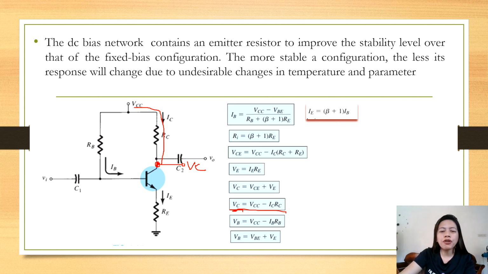Okay, so for VB, where is VB? Do you know where VB is? VB is at the base. That's why VB is the base voltage. So you'll just have to loop until here only. That's VCC minus IBRB minus VB. That's why in our formula, we have VB is equal to VCC minus IBRB.